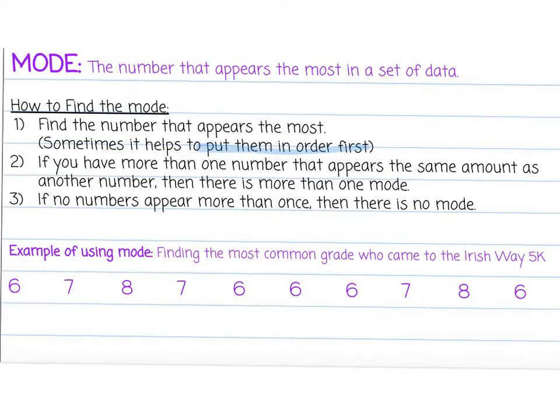If you have more than one number that appears the most number of times, then there can be multiple modes.